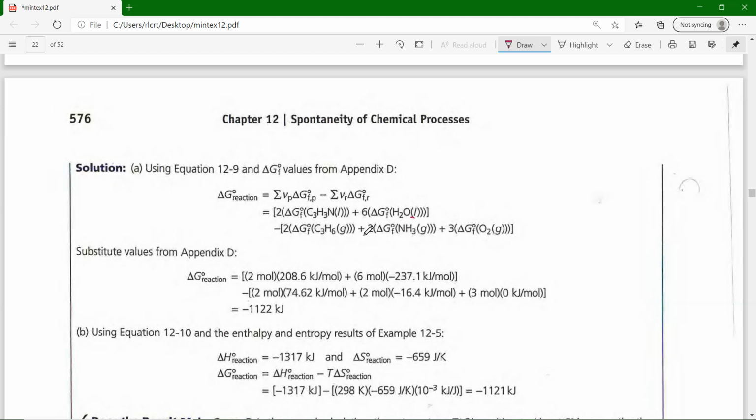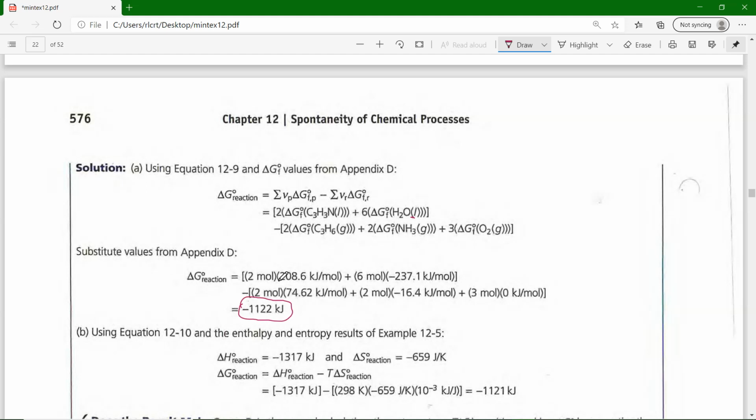Okay, so when we substitute in the values, you get minus 1122 kilojoules. Okay, and you're going to say, oh, that means it's spontaneous. You are correct. If delta G naught is negative, then the reaction is spontaneous.